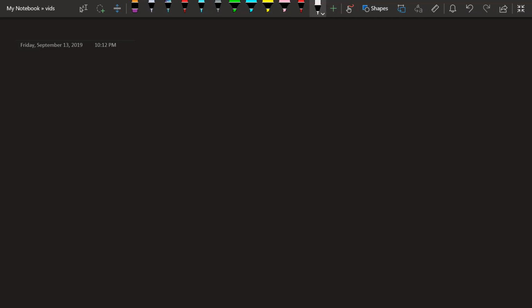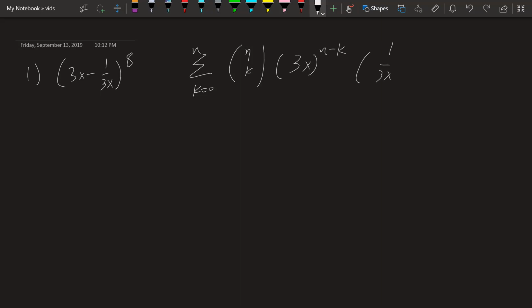They're telling you, number 1. You have 3x minus 1 over 3x raised to the power of 8. They're telling you find the constant term. So let's just write the binomial theorem down. k goes from 0 to n, n combination k, 3x raised to the power of n minus k, and 1 over 3x raised to the power of k.